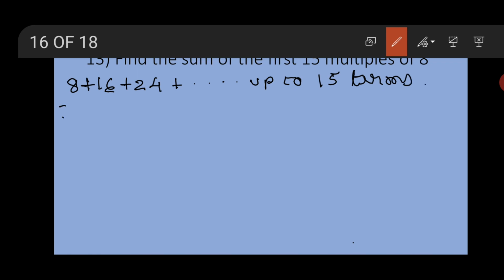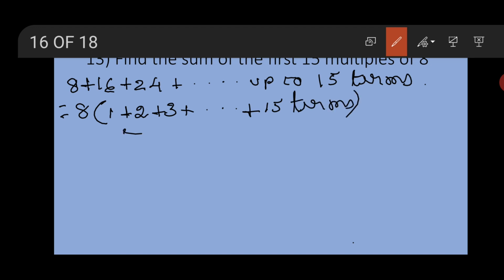Next, move to one more problem. Find the sum of the first 15 multiples of 8. Multiples of 8 are what? 8 plus 16 plus 24 and so on up to 15 terms. So here also it is easy to take the common factor outside. Take 8 as the common factor outside: 1 plus 2 plus 3 up to 15 terms.